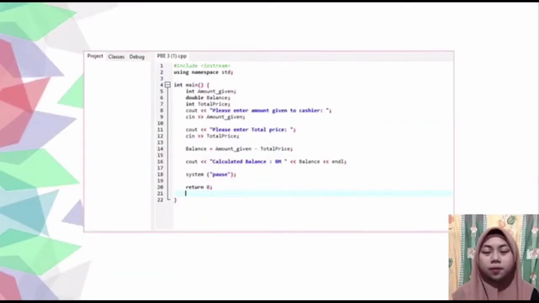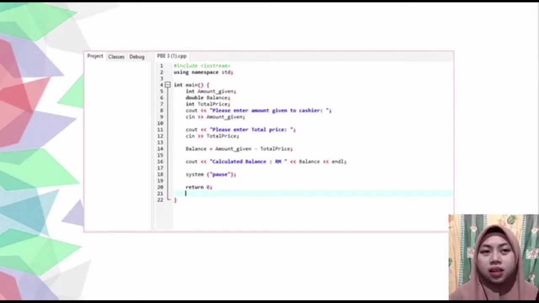To run the program in C++, the first line is the preprocessor directive, that is include iostream. The second line is using namespace std. Then in main, we declare amount given, double balance, and total price. Then for the output statement, cout is please enter amount given to a cashier. And the input cin is amount cash given to a cashier.